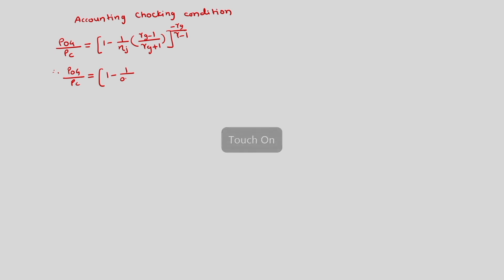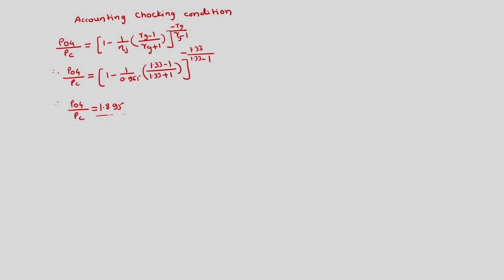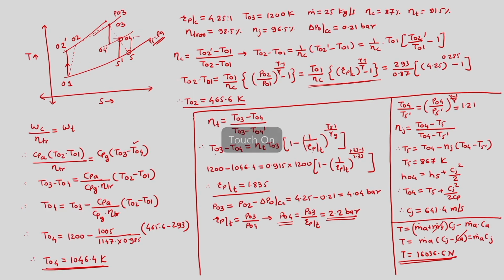Nozzle efficiency is given as 96.5%, so 0.965 into gamma g is 1.33 minus 1, 1.33 plus 1, raised to minus 1.33 upon 1.33 minus 1. So if we put this, we will get P04 upon Pc is equal to 1.895. So this is the theoretical relation, but we know what is our P04.